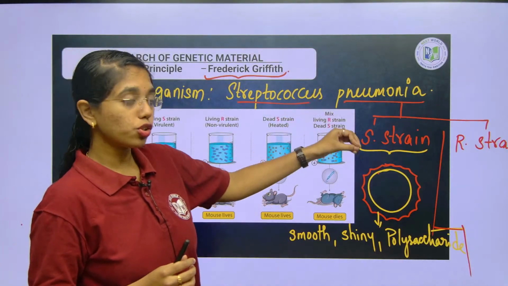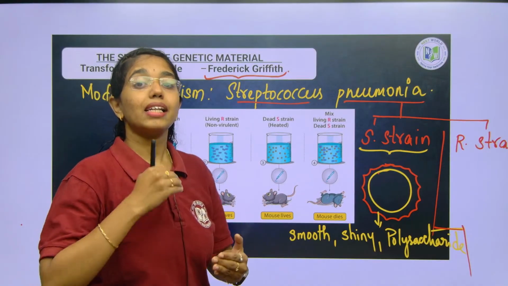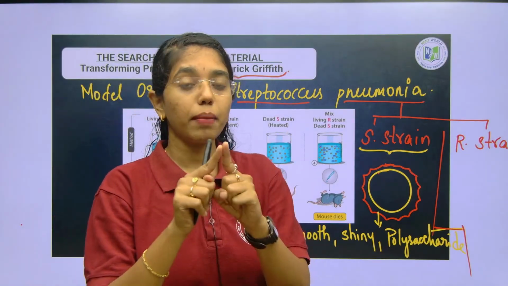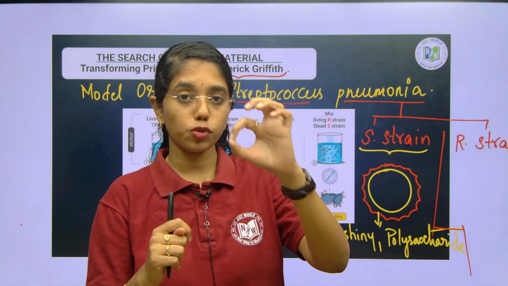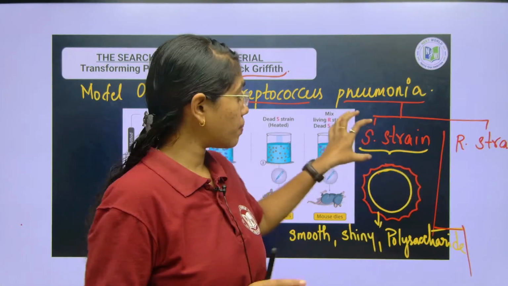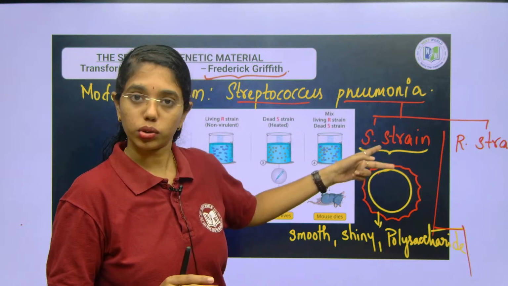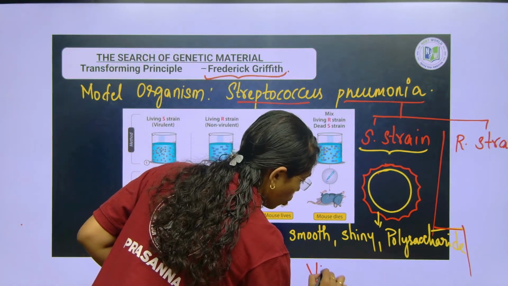When this S strain Streptococcus pneumoniae enters into the host organism, it can survive because it is surrounded by a shiny smooth coat. The bacteria is surrounded by a shiny smooth coat which can survive in the host immune system, and as the bacteria is surviving, it will kill the host, right. So, this S strain is virulent.